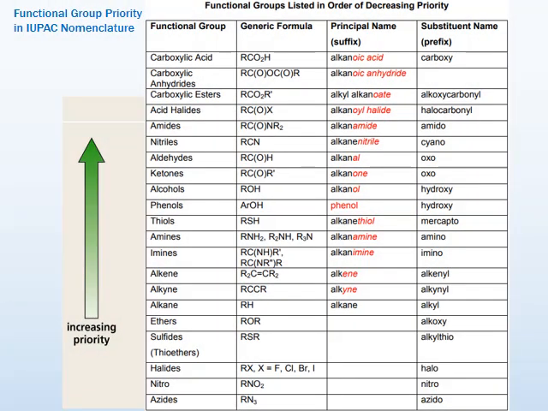A compound may have multiple functional groups, in which case the functional group of highest priority becomes the principal functional group and is named in the suffix of the compound name. The lower priority functional groups are named as substituents in the prefixes of the compound name. The priority order of functional groups in IUPAC nomenclature is based on a relative scale, where all functional groups are arranged in decreasing order of preference.